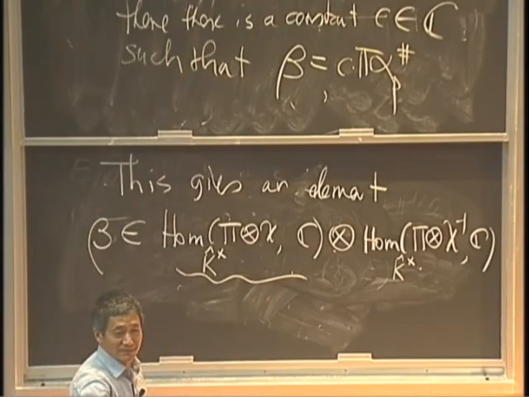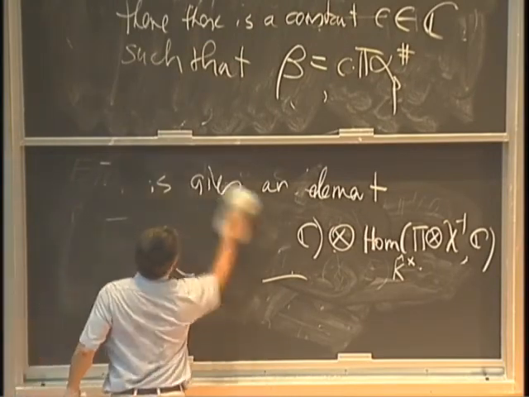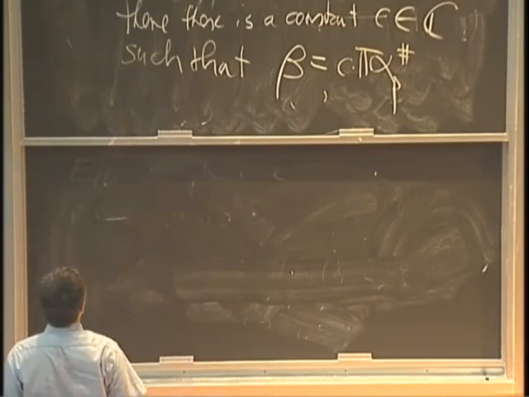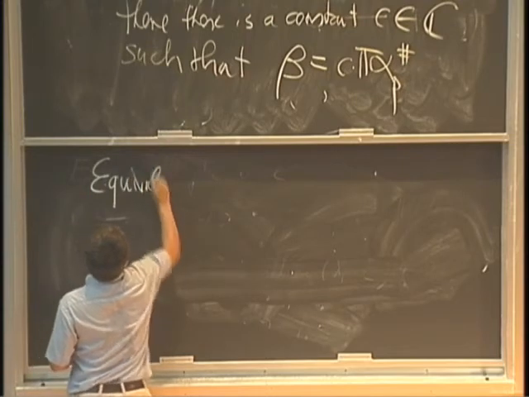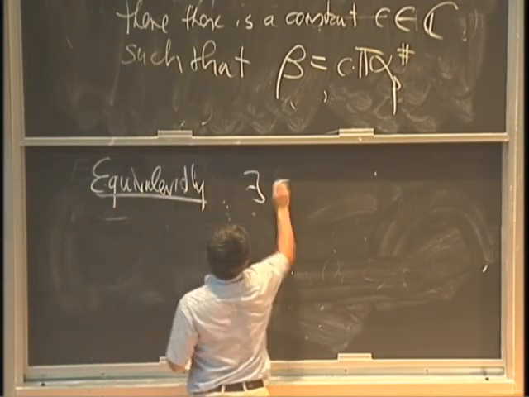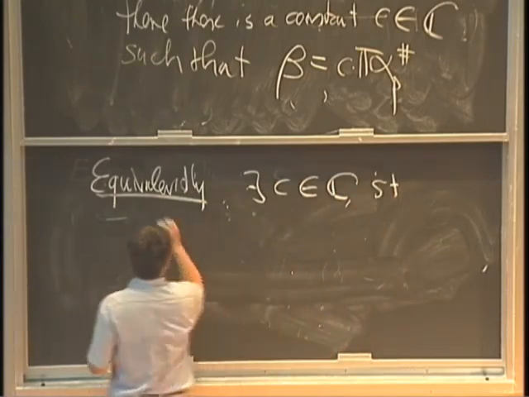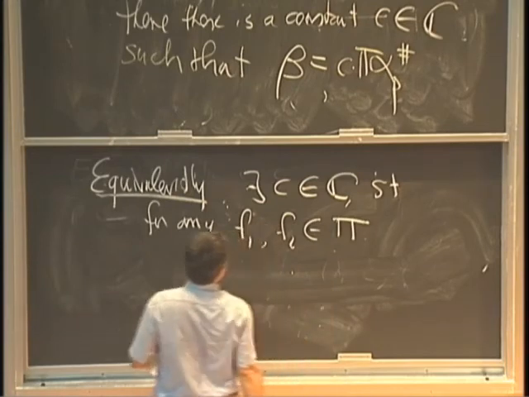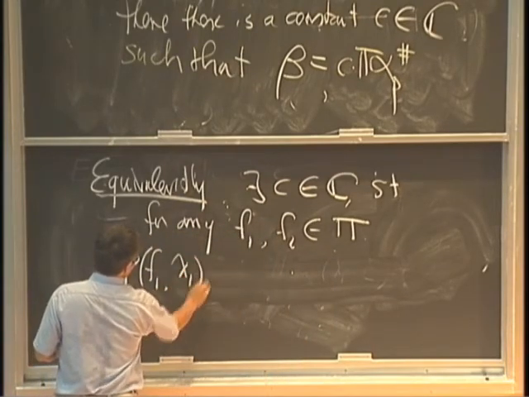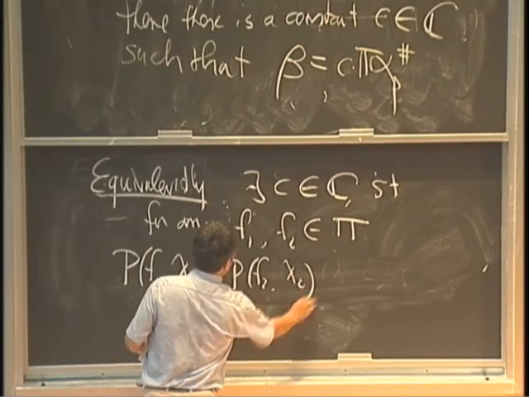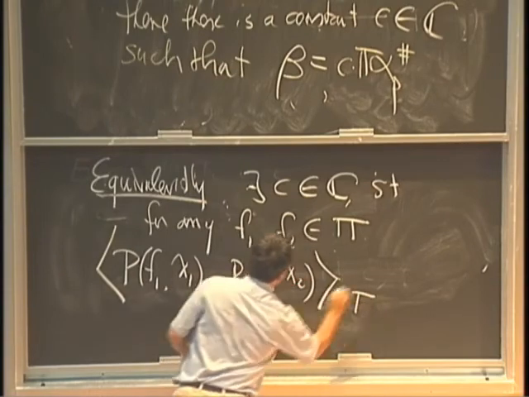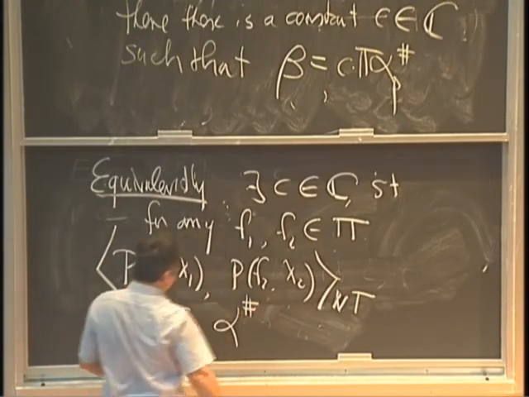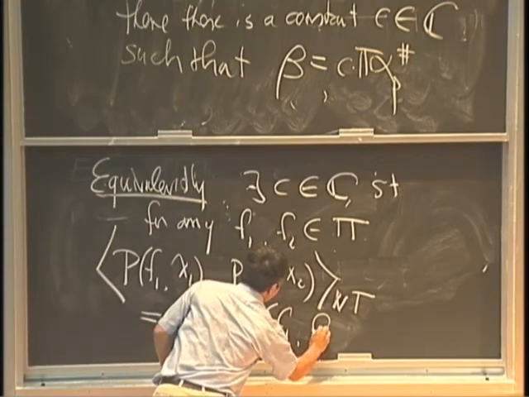Okay, so let's rewrite what it means. If I write them up, this is what we get. Equivalently, there exists a C inside the complex numbers such that for any f1, f2 inside pi, the Hirzebruch point we defined, we take the limit, will be equal to C times this alpha, the normalized matrix coefficient of f1, f2.